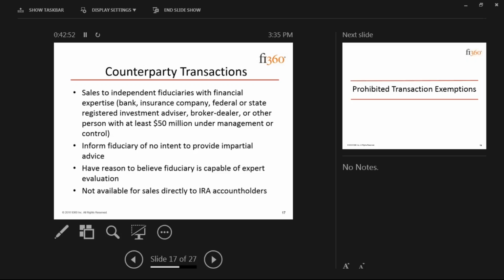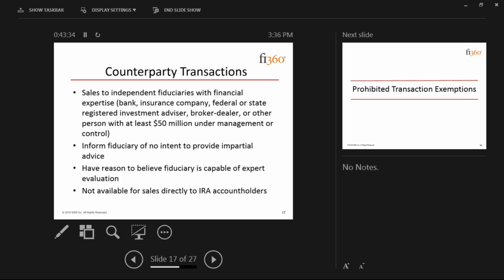And then the third category of the five, the counterparty transactions. These are sales to independent fiduciaries with financial expertise. So again, organizations that have expertise where the DOL is not concerned that they're going to be taken advantage of by somebody who's not being held to a fiduciary standard of care. So your banks, your insurance companies, your federal or state registered investment advisors, your broker-dealers, and also, if it's a retirement plan and there's at least $50 million in assets under management or control, that would be considered a counterparty transaction.